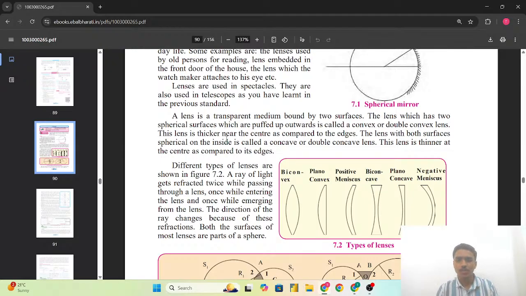A lens is a transparent medium bound by two surfaces. The lens which has two spherical surfaces which are puffed up outwards is called a convex or double convex lens. This lens is thicker near the center as compared to the edges. The lens with both surfaces spherical on the inside is called a concave or double concave lens. This lens is thinner at the center as compared to its edges.